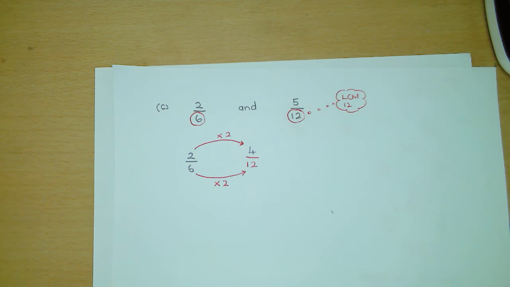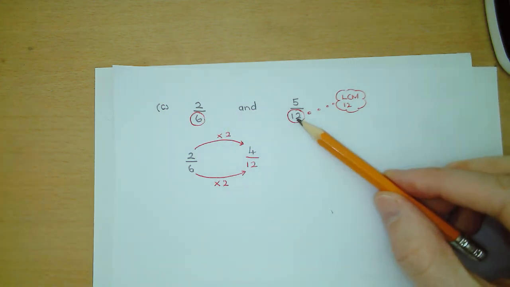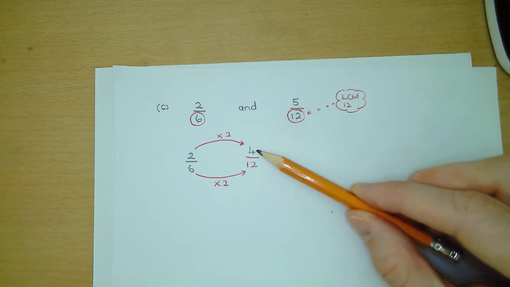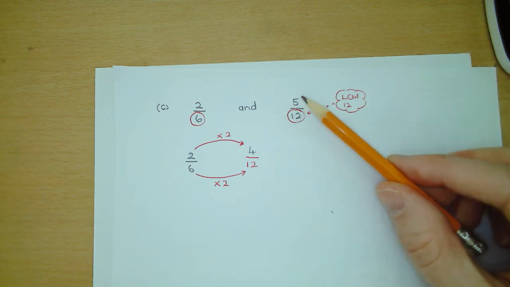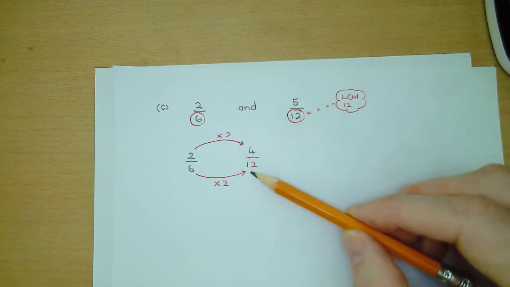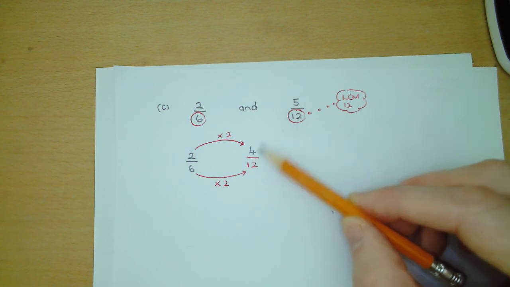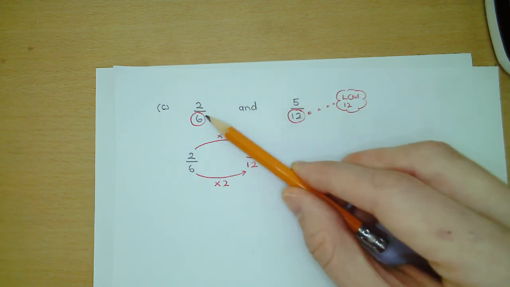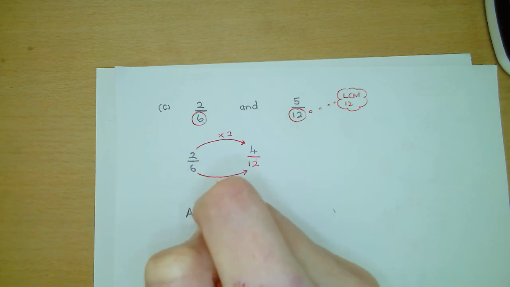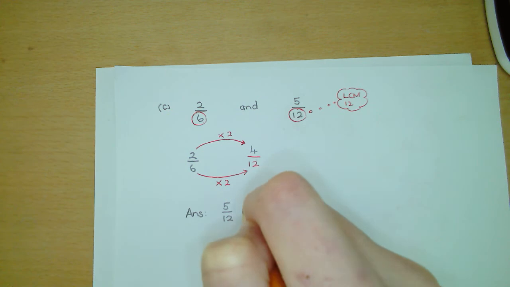Now, the two fractions have the same denominators. So now we can compare them to see which one is bigger. So you look at the two numerators here. We've got a numerator of 4 and a numerator of 5. 5 is bigger than 4, so that means 5/12 is bigger than 4/12. But remember, 4/12 is equivalent to 2/6. So that also means 5/12 is bigger than 2/6. So the answer here, 5/12. Always write down the original fraction that's bigger. 5/12 is bigger.